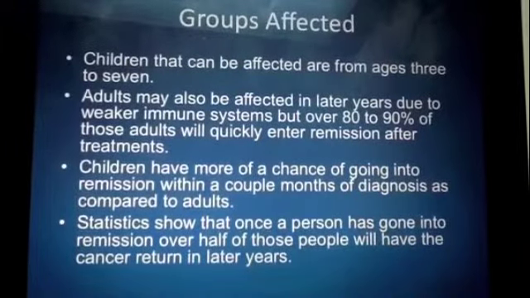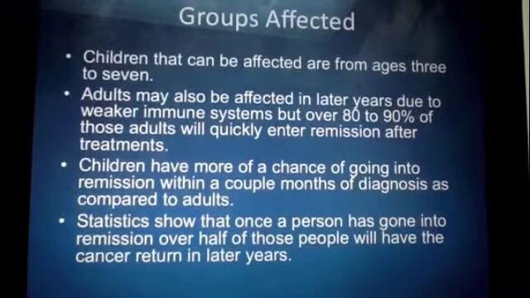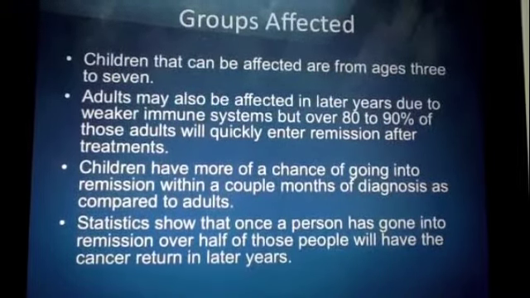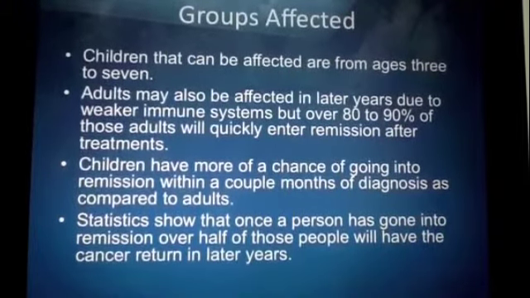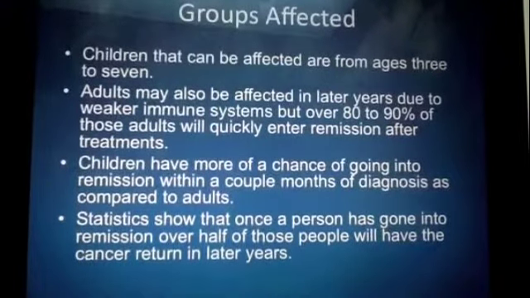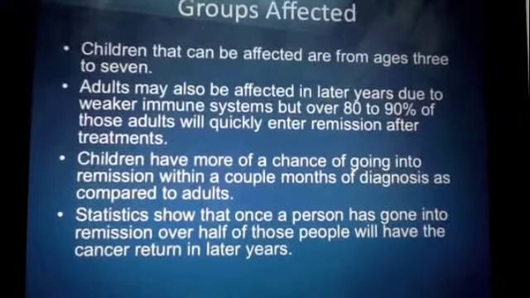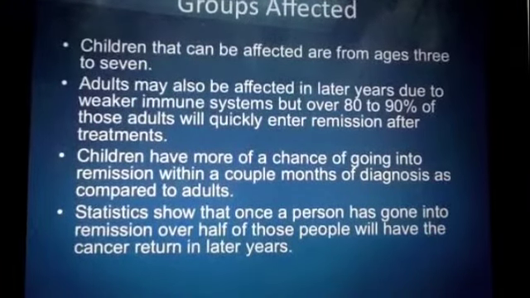Groups that are affected are children from the ages of 3 to 7. Adults may also be affected in later years due to weaker immune systems, but over 80 to 90% of those adults will quickly enter remission after treatments. Children have more of a chance of going into remission within a couple of months of diagnosis as compared to adults, because adults have weaker immune systems and have a hard time fighting off the infection.